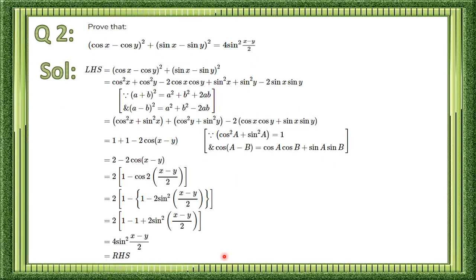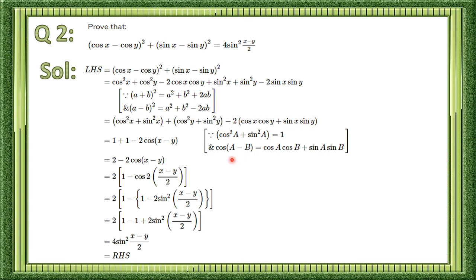Question number 2, here (cos x minus cos y) whole square simply opened by using a minus b whole square formula. Then (sin x minus sin y) whole square, open it by using a minus b whole square formula, right? And then what are we doing? We are combining these two terms, cos square x plus sin square x, because we know the value is 1. Then cos square y plus sin square y, the value is 1. And here minus 2 outside, and cos x cos y plus sin x sin y.